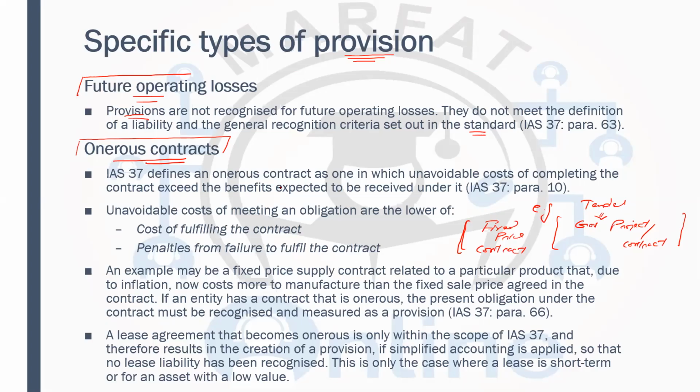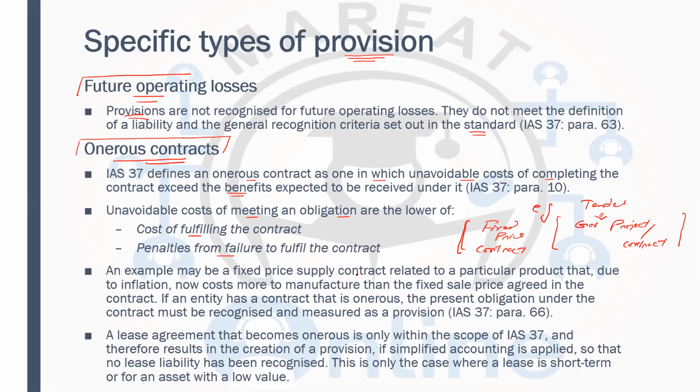So IAS 37 defines an onerous contract as one in which the unavoidable cost of completing the contract exceeds the benefits. That means whatever you are receiving is less than what you are investing. So that means there is a loss. Unavoidable cost of meeting the obligation is the lower of the cost of fulfilling the contract and the penalties from failure to fulfill the contract. Now, because there is a loss, either I'll be fulfilling the contract or, if I'm avoiding the contract, I have to pay the penalties for it. So whichever is lower, we take that.